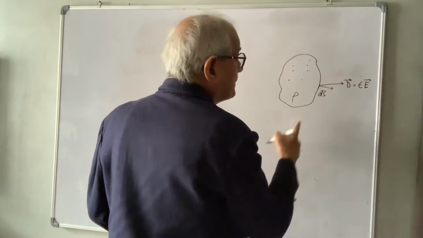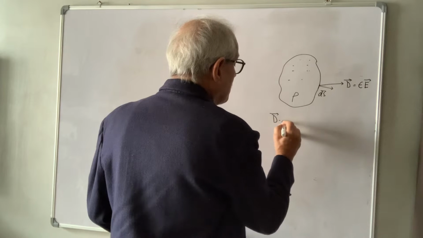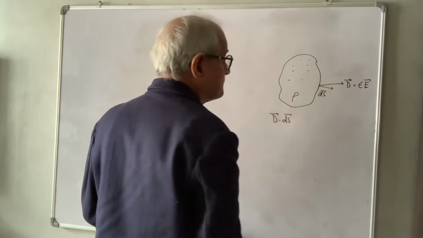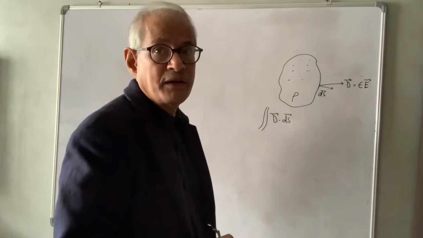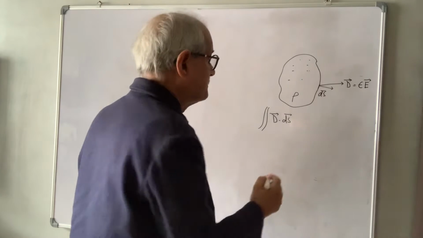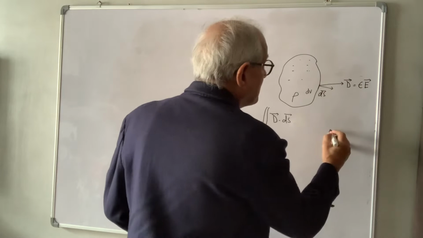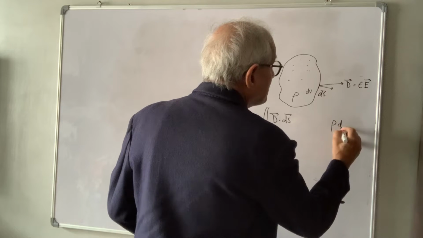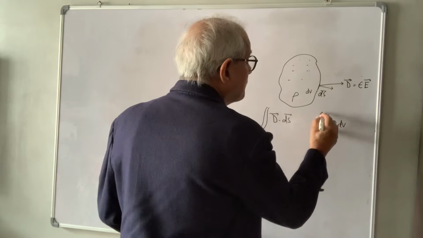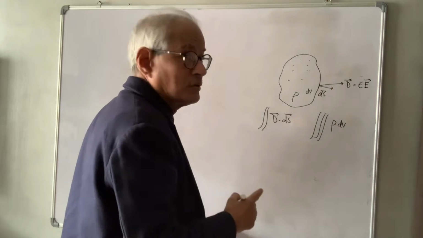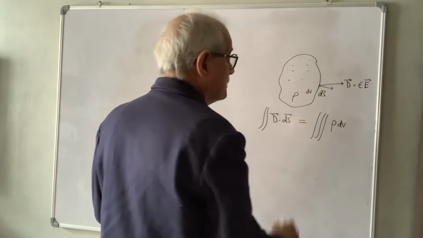The component of D along the normal to the surface element is D dot ds. If we integrate over the entire surface, we get the total normal induction over the surface. We consider a small volume element dV inside. The charge contained in that elementary volume is rho dV. If we integrate over the entire volume, we get the total charge enclosed. By Gauss' law, these two are equal.